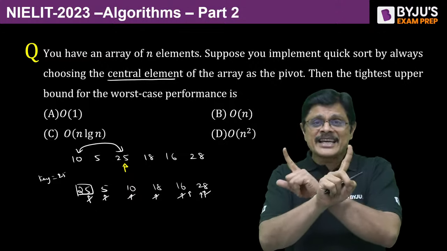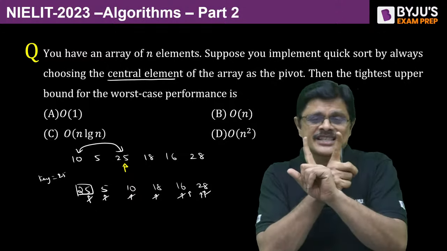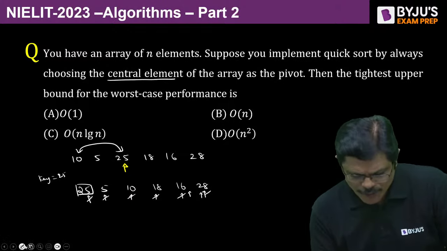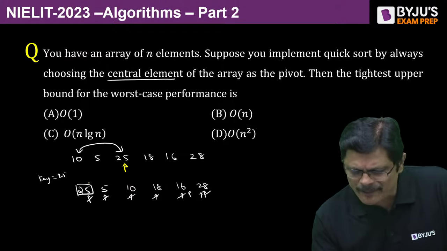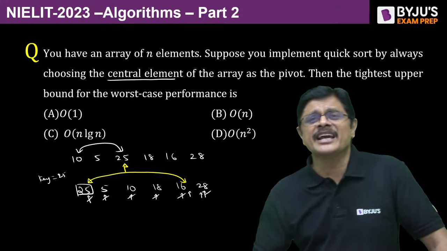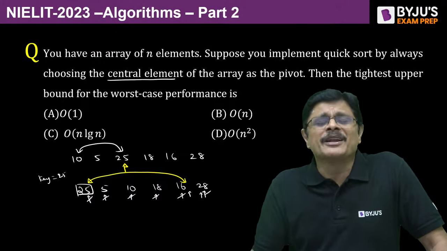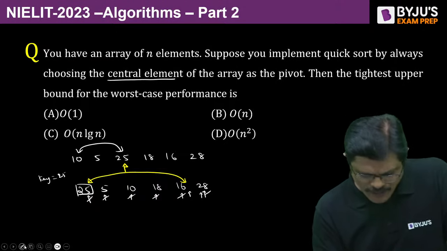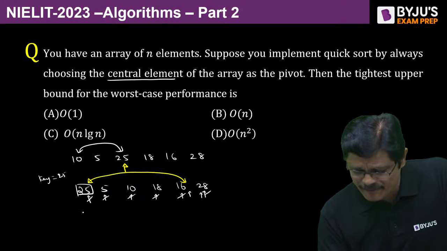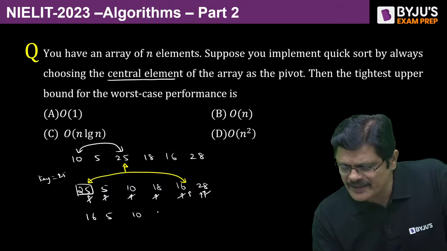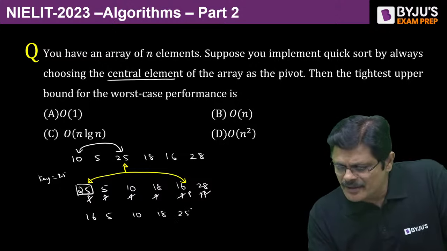Once i and j have crossed each other, the position of j is the correct position of 25. So you swap the first element with the current position, that is, A[j] is swapped with A[low]. With this operation, 16 comes here, and the array becomes 16, 5, 10, 18, 25, 28.